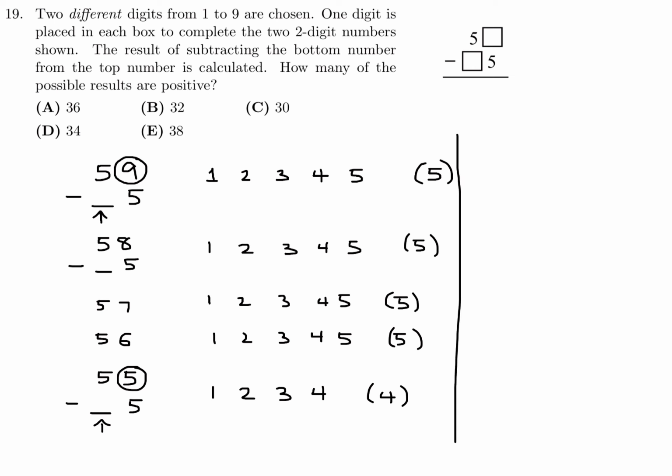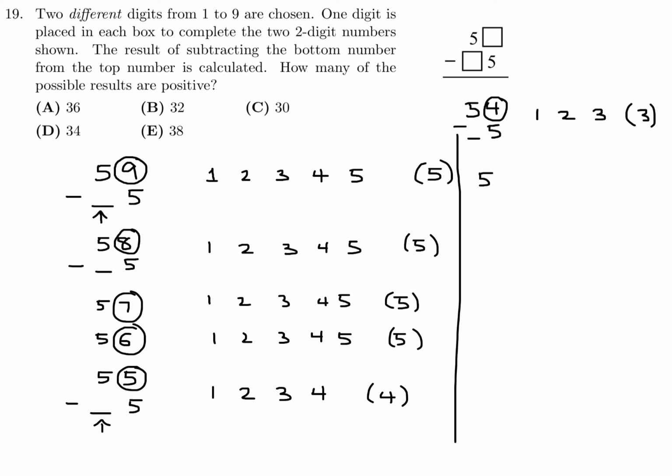So far I've chosen the 9, 8, 7, 6, 5, and I guess I have to get to 4 now. So 5, 4, and then we've got this 5. Now I can put 1, 2, 3. I can't put a 4 because I already chose a 4, and then if I put a 5, it would become a negative. So here there's only 3 choices actually.